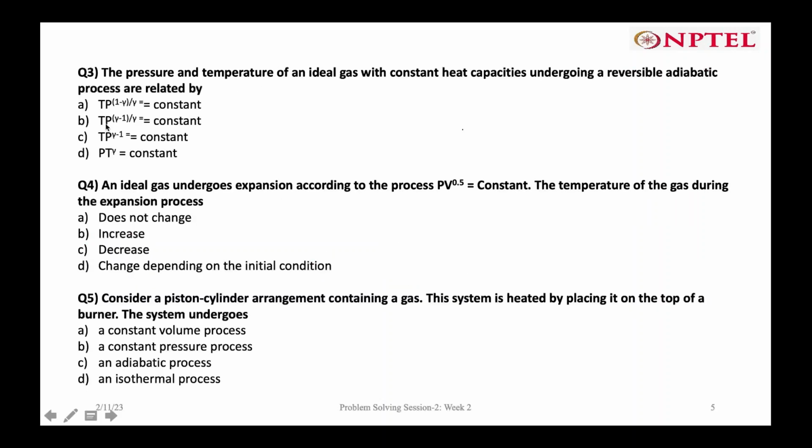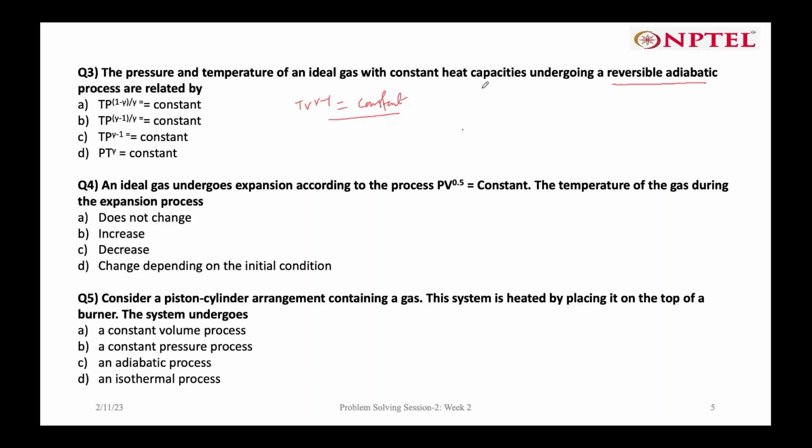Now question 3. The pressure and temperature of an ideal gas with a constant heat capacity undergoing a reversible adiabatic process are related by the options here. So it is the same adiabatic process, we just have to derive the relations starting from the first law of thermodynamics. So we derived T V to the power gamma minus 1. All of you follow? Right.